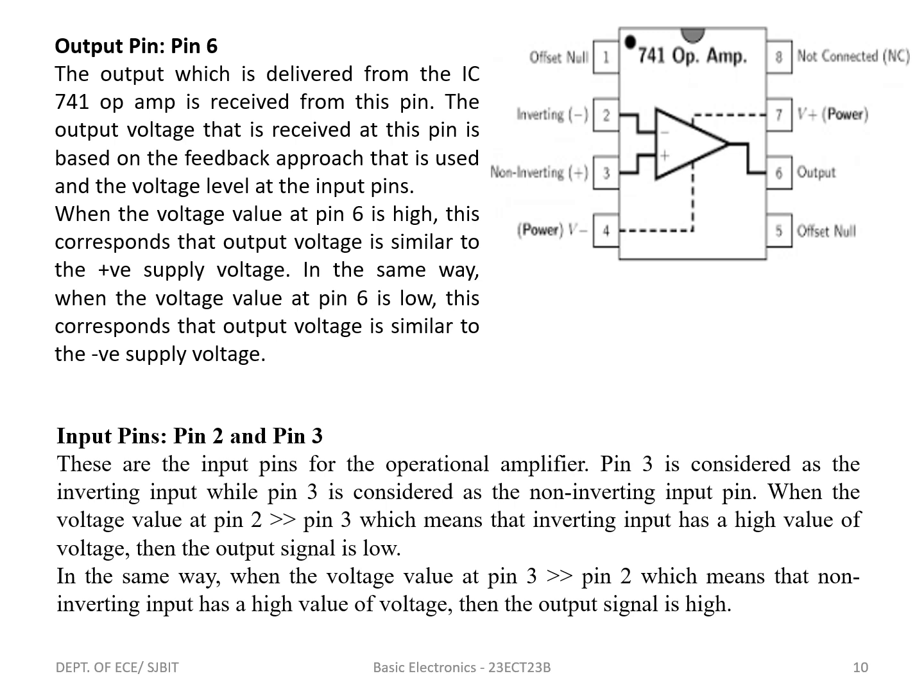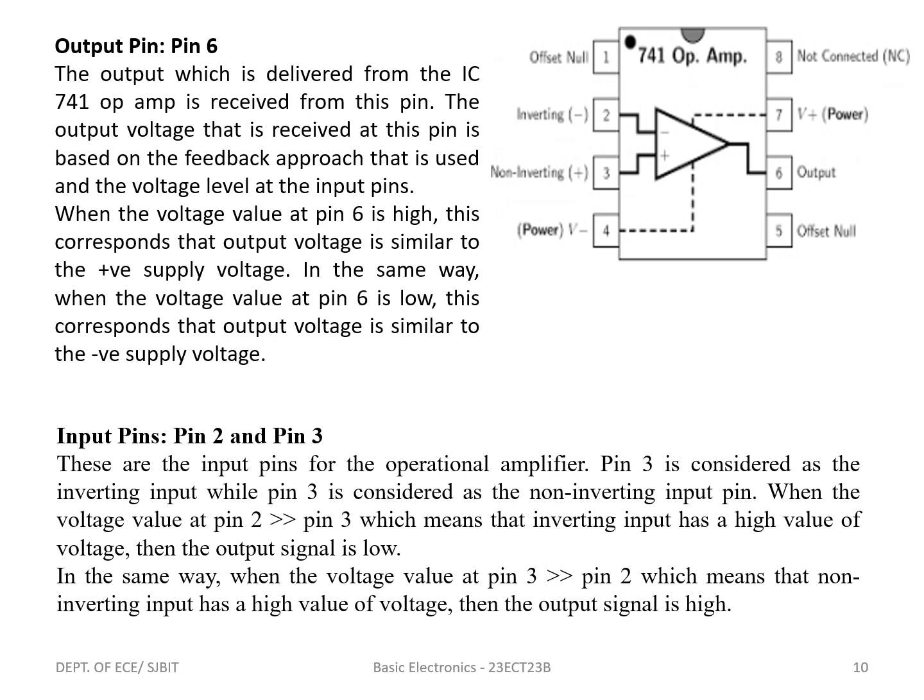Next, we have input pins. Pin number 2 and pin number 3 are considered as input pins. These are the input pins for the operational amplifier. Pin 3 is considered as the inverting input, while pin 2 is considered non-inverting input.